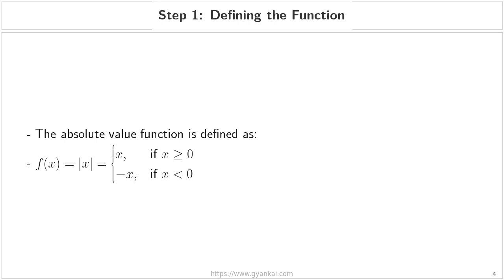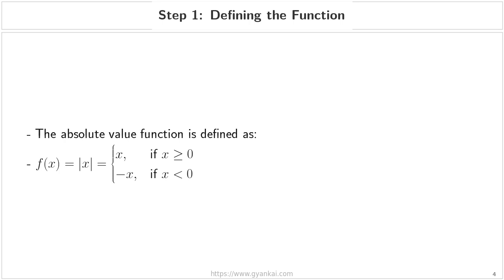Step 1. Defining the function. Now that we have introduced the absolute value function as our primary example to test the relationship between continuity and differentiability, let us look at its formal mathematical definition. The function f(x) = |x| is expressed as a piecewise function because its behavior changes depending on the value of x. Specifically, f(x) = x if x is greater than or equal to 0. However, if x is less than 0, the function is defined as f(x) = -x.